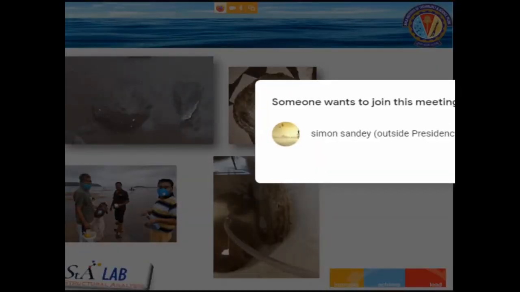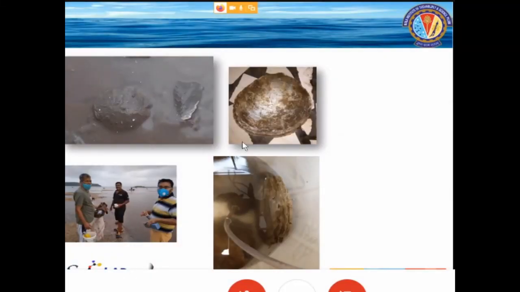Now this picture, what I am showing you right now, if you can see me clearly, is an oyster shell we have been trying to help in breeding.